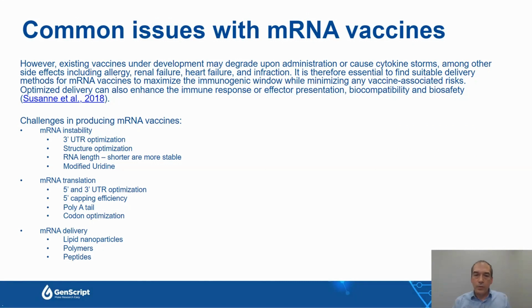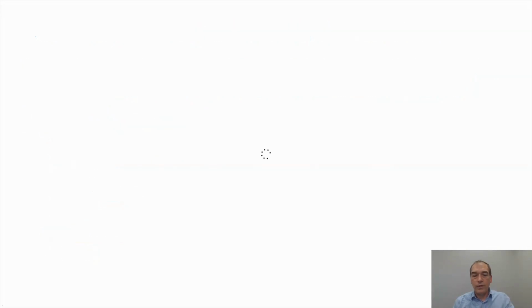mRNA translation may need to be optimized, again, with the 5' and 3' UTR regions, 5' capping efficiency. The more complete, the more stable and the better the translation efficiency. Poly-A tailing is also very important. That's well known, and codon optimization. Also, the RNA delivery mechanism needs to be determined and optimized. Will it be lipid nanoparticles, polymers, peptides, other means of delivery? So all these parameters need to be optimized in order for us to deliver a successful vaccine.